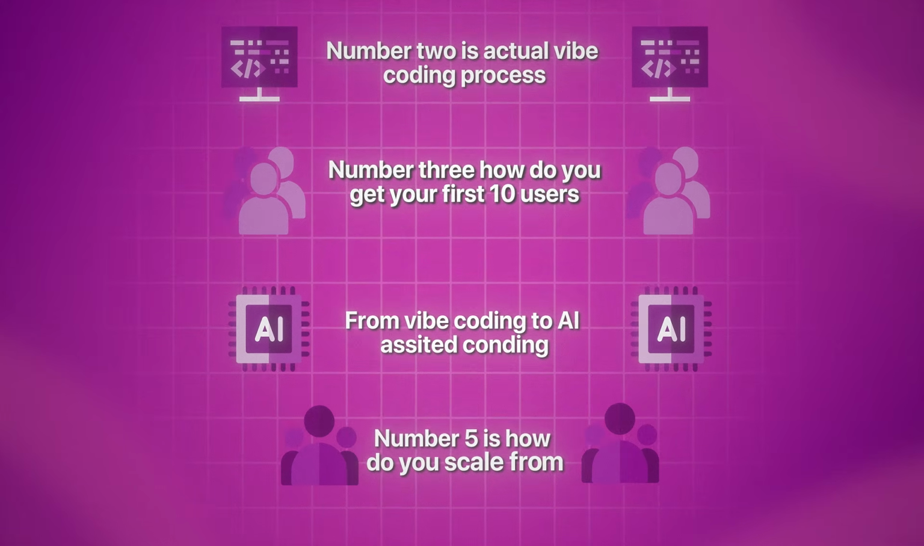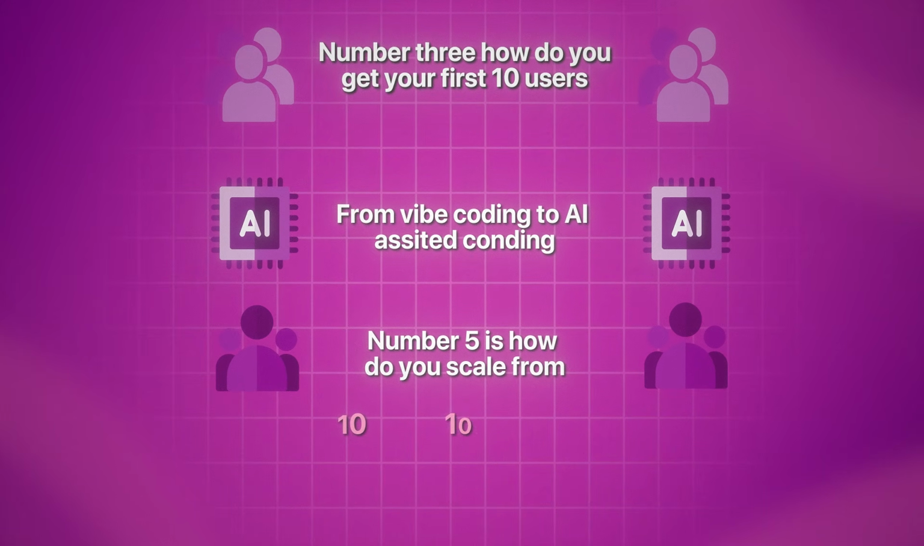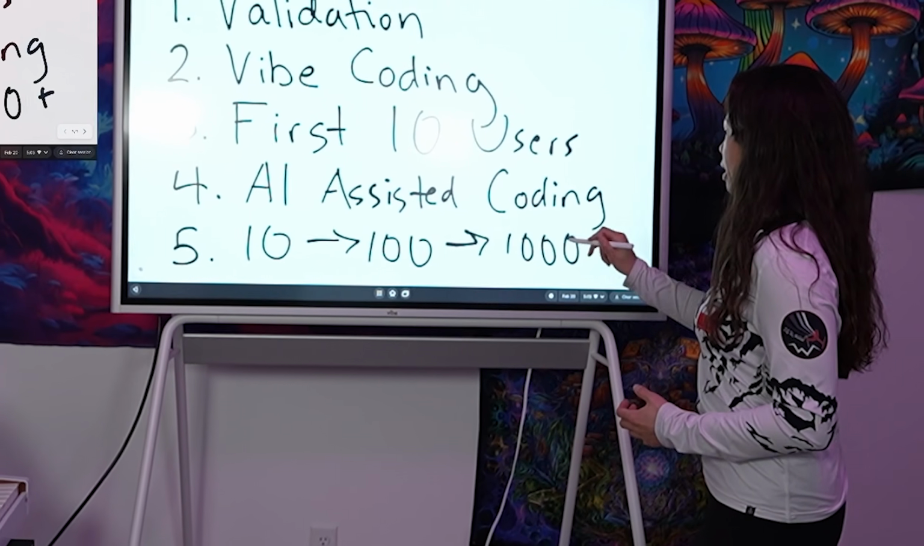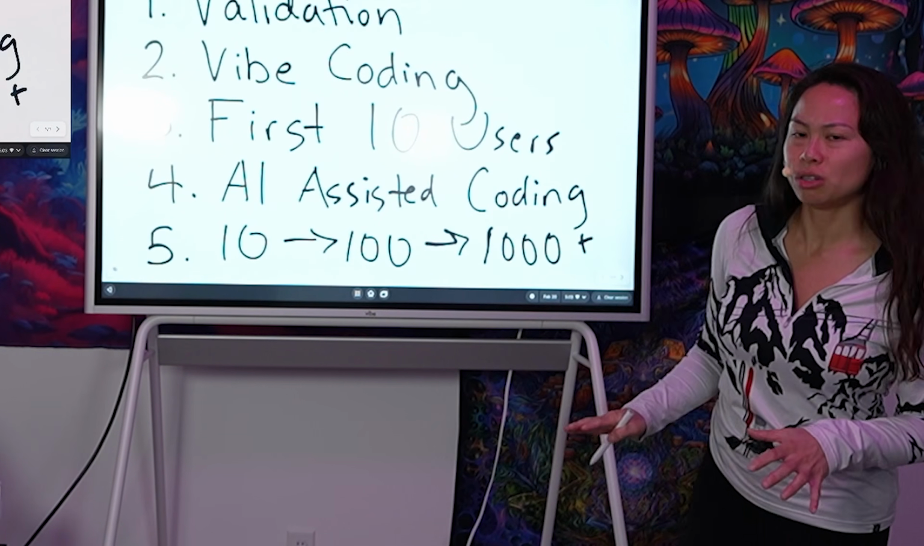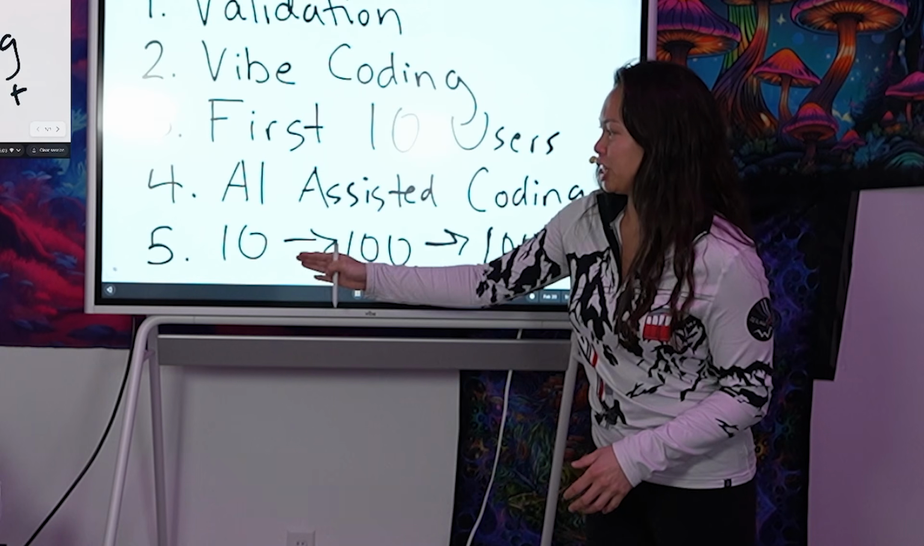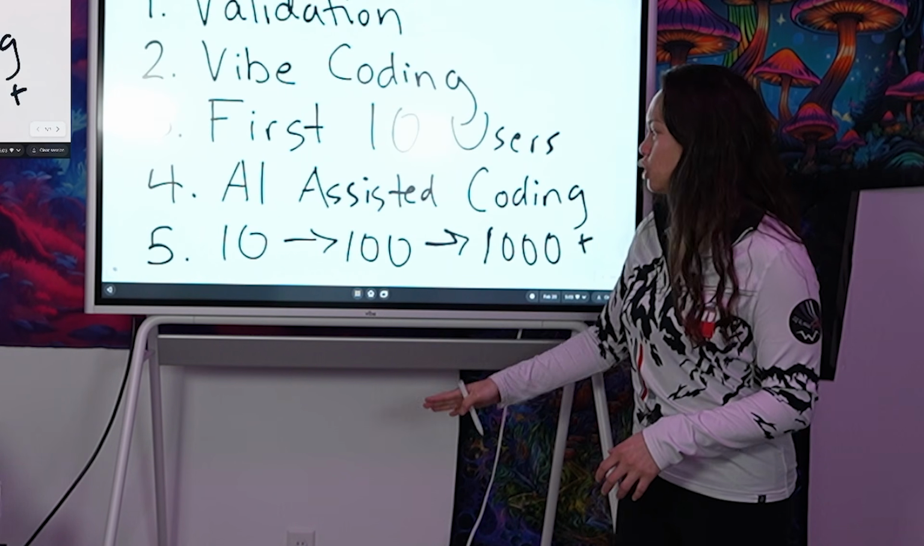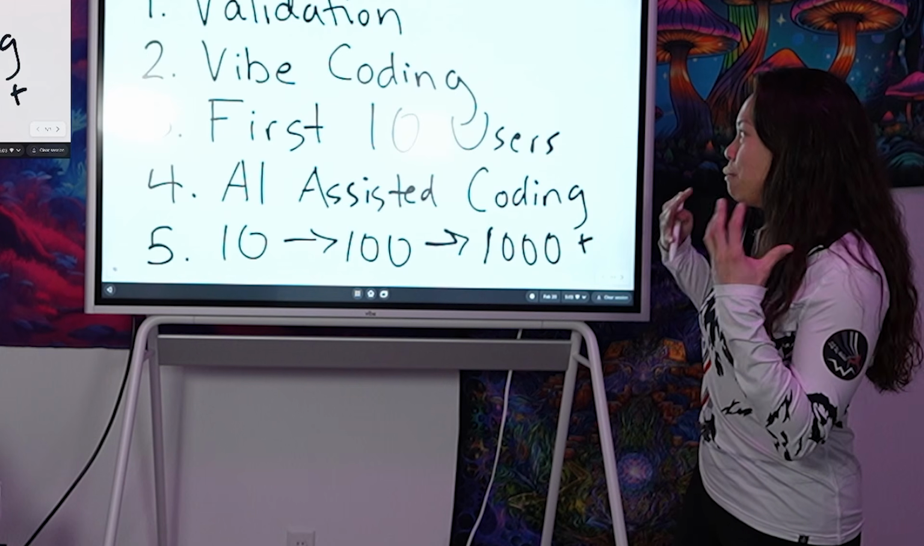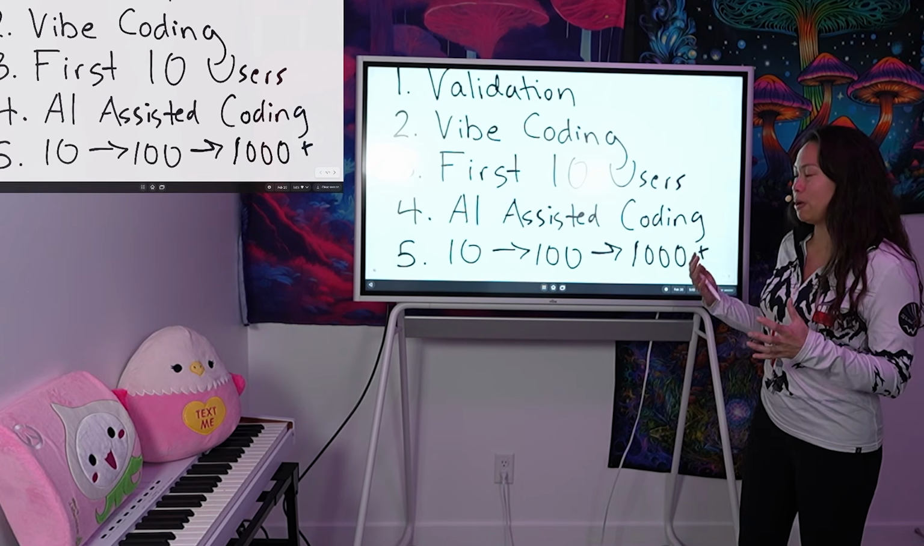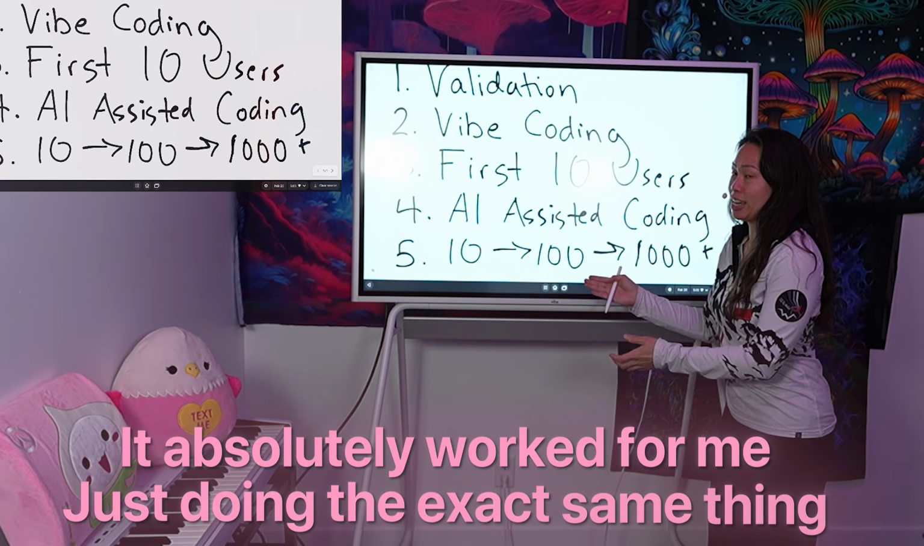And number 5 is, how do you scale from 10 to 100 paying users to 1,000? And the crazy part about this is, many people assume the same thing won't work. Like, what got you to 10 users won't work to get you to 100, won't work to get you to 1,000. In my experience, the method I'll show you absolutely worked for me, just doing the exact same thing.